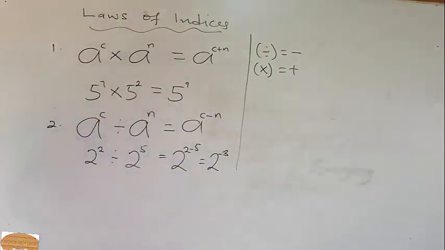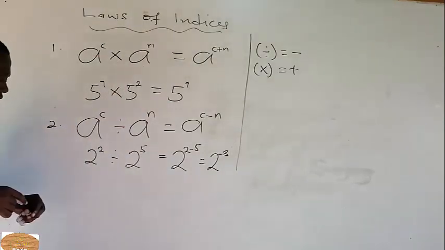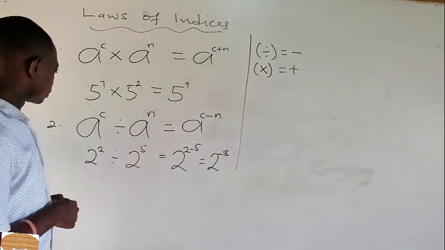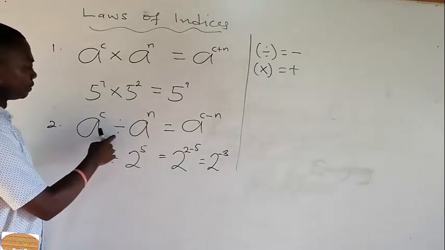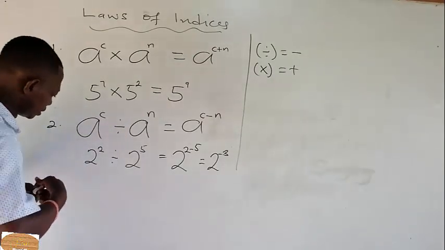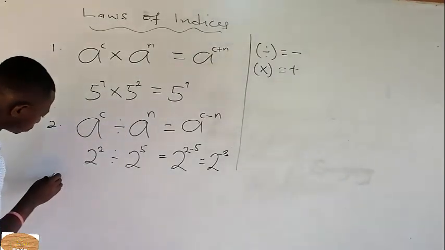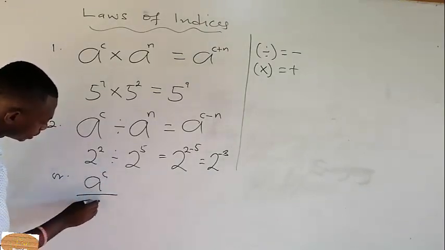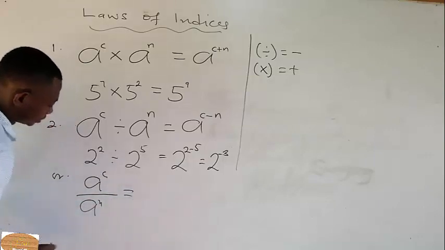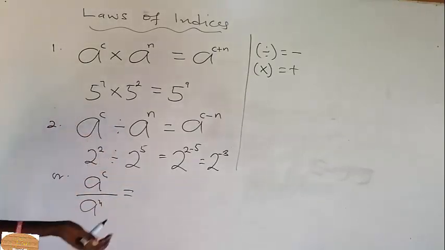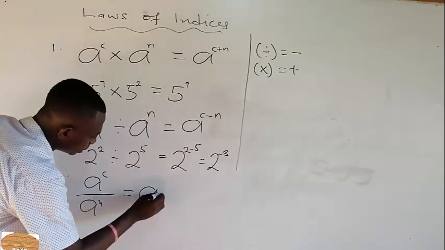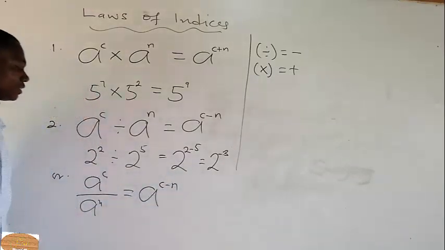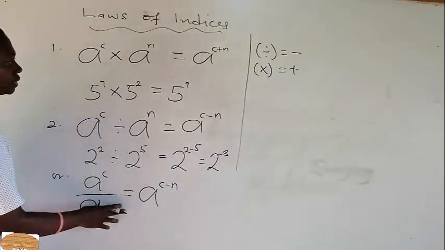Alright, now let's move on. Before we move on, this division is the same as A to the power C over A to the power N. Division and division, they are the same. I'll just pick one base and subtract the exponents. So this one is the same as this one.